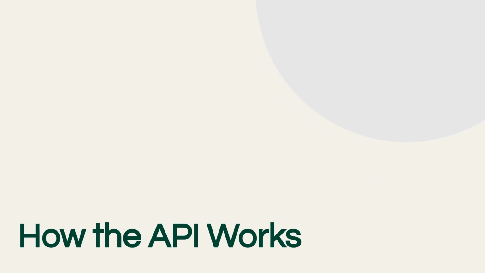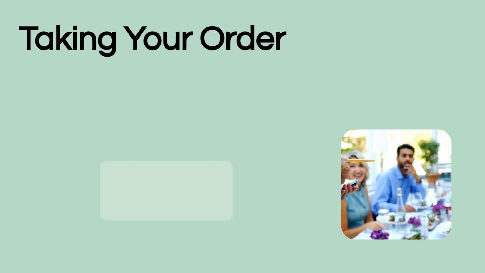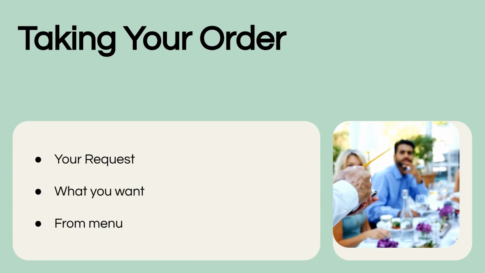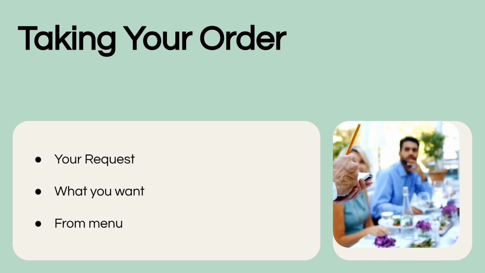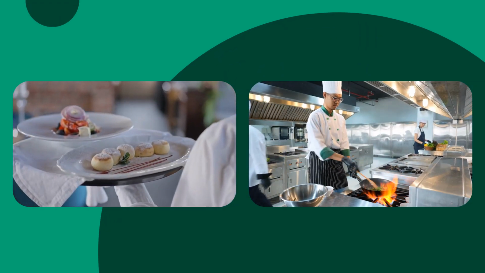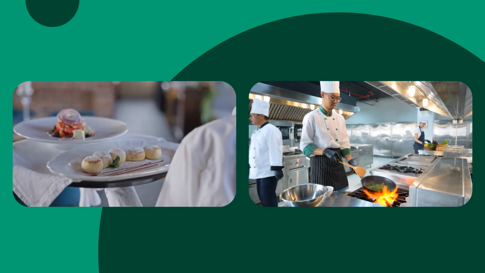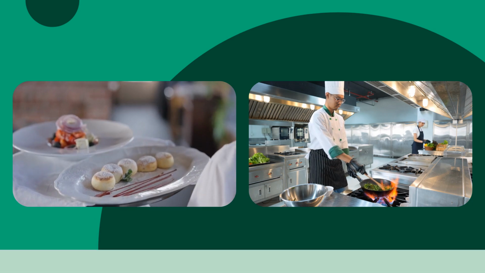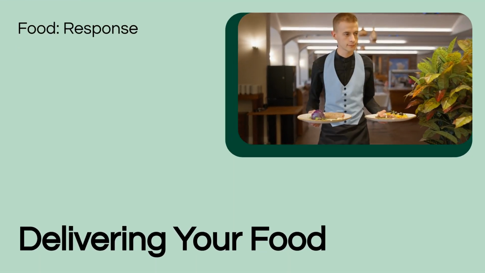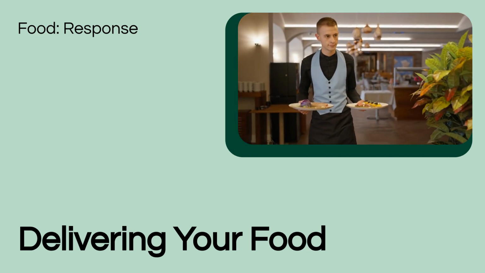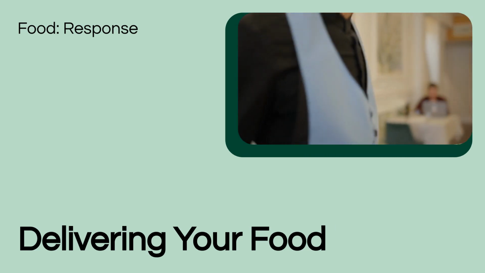Let's trace the steps of how the API, the waiter, facilitates this interaction. You tell the waiter what you want from the menu. In API terms, your application makes a request to the API, specifying what data or service it needs. The waiter takes your order, the request, to the kitchen, the server/database. The kitchen then prepares the food, processes the data based on your request. Once the food is ready, the waiter brings it back to you. In API terms, the API delivers the response, the data or service you requested, back to your application.